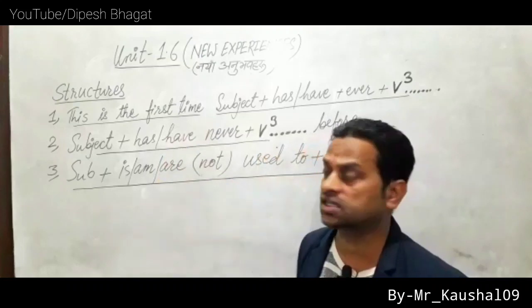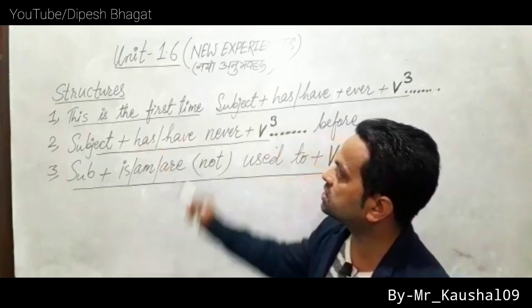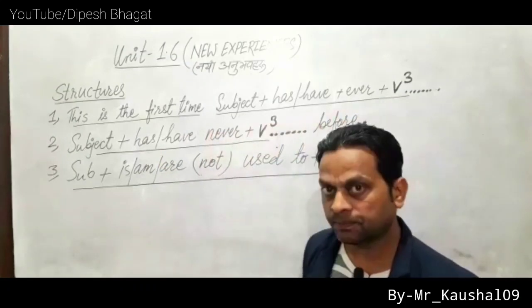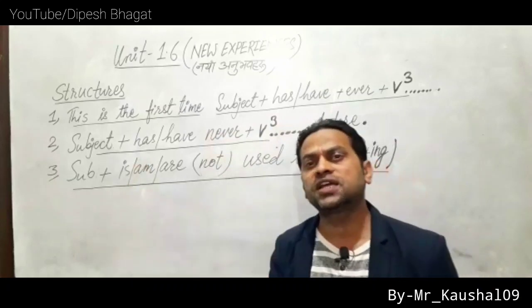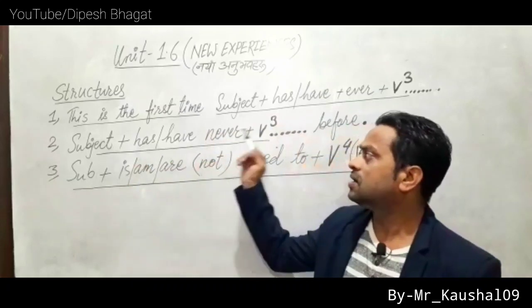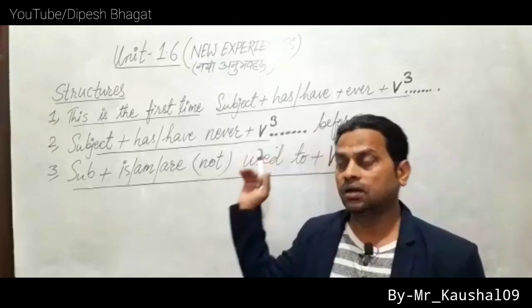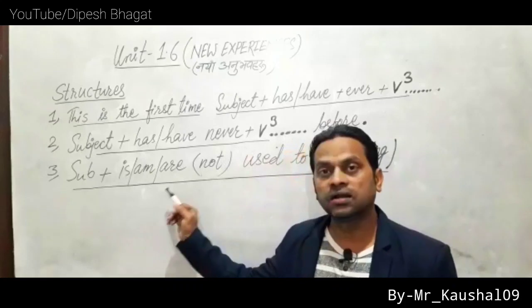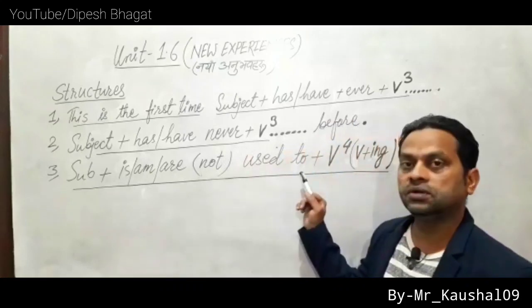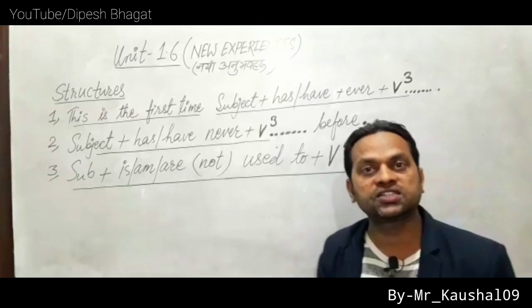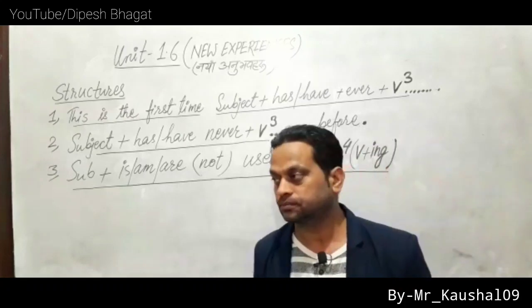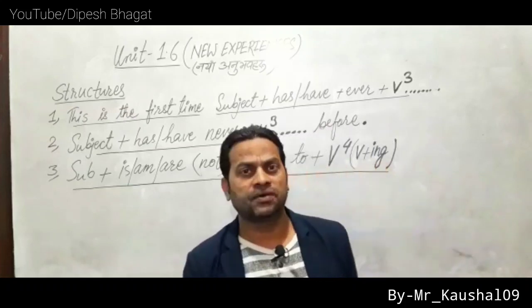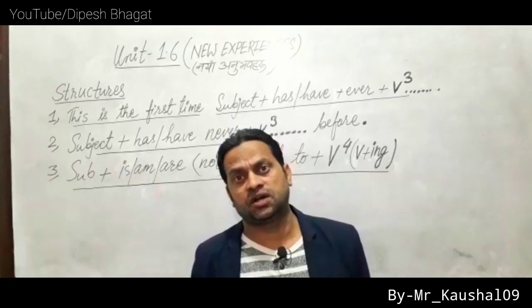There are three structures. First one is, this is the first time subject has/have ever plus verb 3. Second structure is subject plus has/have never plus verb 3 before. Third structure is subject is/am/are not used to plus verb 4, or let's say the ing form of the verb. Now, when we do something for the first time, we use these structures.